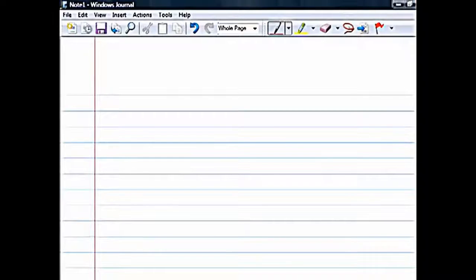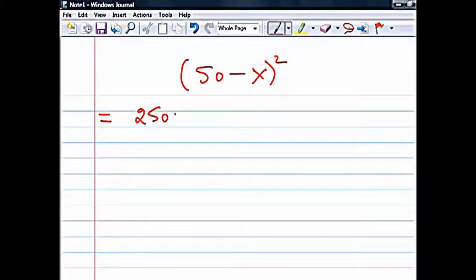With this formula, let's take an example. Suppose we have a number which is something like this: (50 minus x) whole square. So x can be 1, 2, 3, or any number. So if I derive it, it will be 2500 plus x square minus 100x.